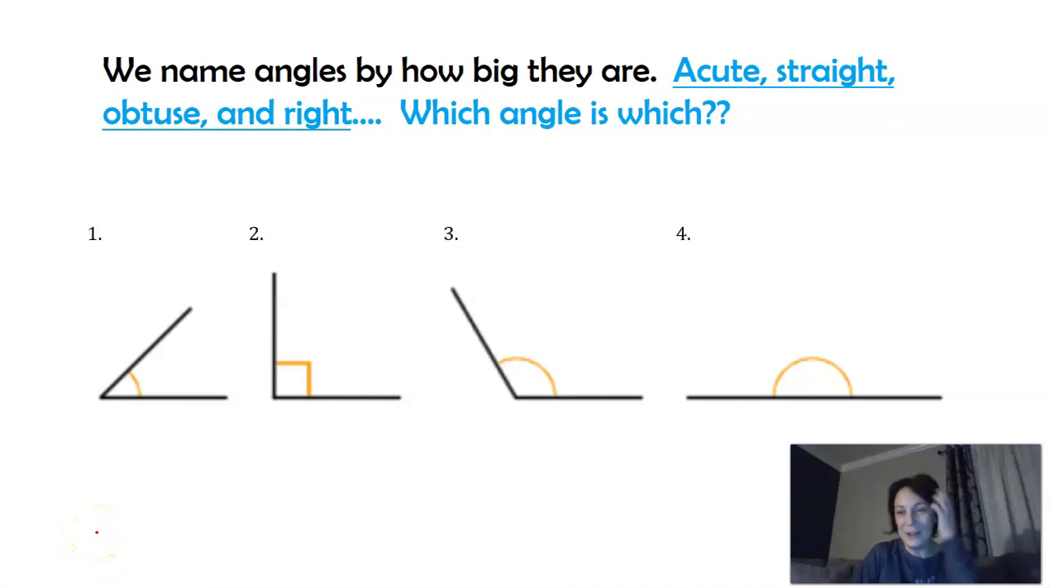Hello everybody, welcome to geometry, and more specifically welcome to my living room because I'm not in my office today.